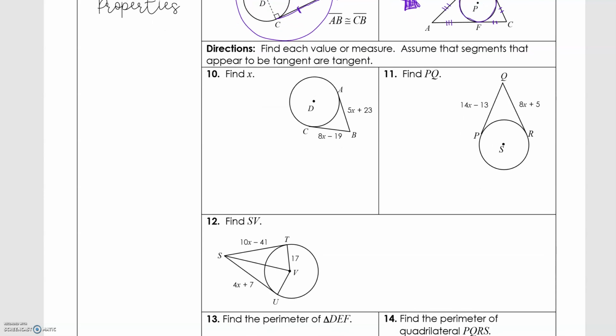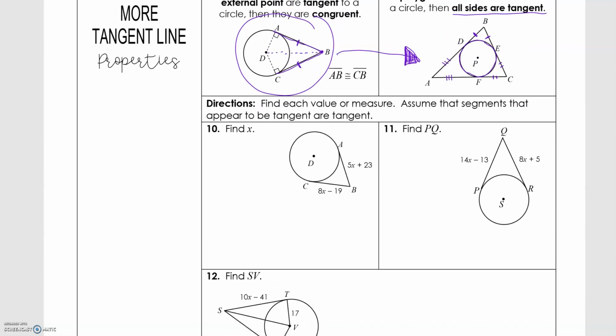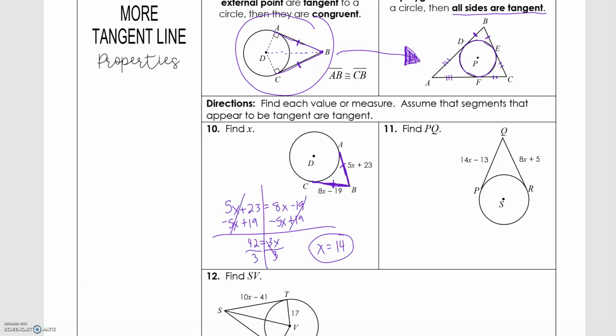So let's do some examples. So right here, it says find each value or measure. Assume that the segments that appear to be tangent are tangent. So AB definitely looks like it's tangent. BC is tangent. So these two are congruent. So I would just set it up and solve. I know you guys can do that. So I'm going to let you put your answer in Edpuzzle. Okay, so in that case, x equals 14.